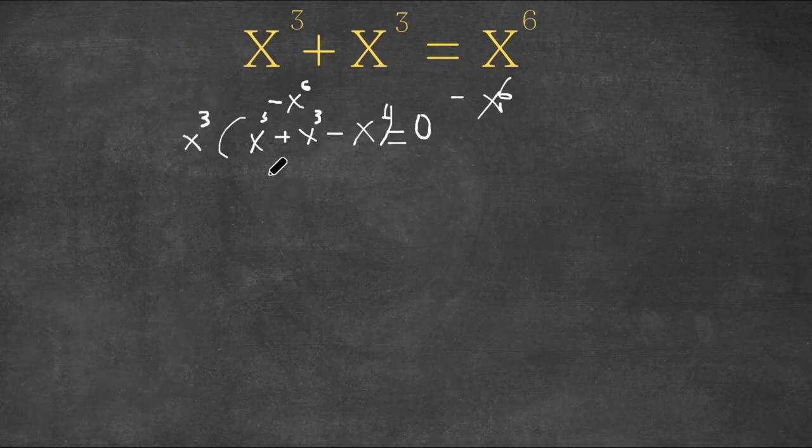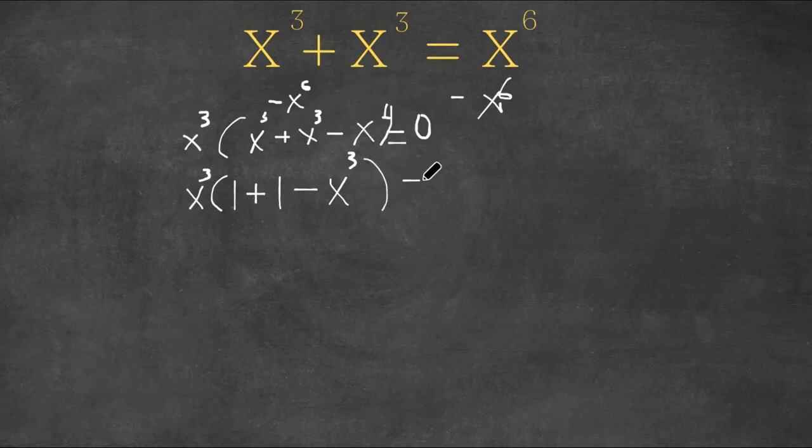So if we factor out x to the power of 3, we get x to the power of 3 times, well, x to the power of 3 divided by x to the power of 3 is simply 1, plus x to the power of 3 divided by x to the power of 3 again is 1, minus x to the power of 6 divided by x to the power of 3, that's going to be x to the power of 3, because x to the power of 6 divided by x to the power of 3 is x to the power of 6 minus 3. Remember, we're using the quotient rule of division of exponents, and we subtract exponents.